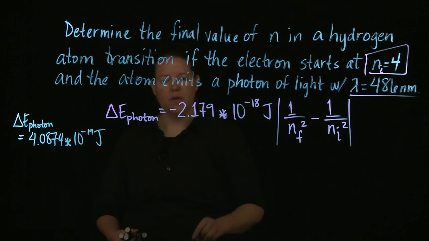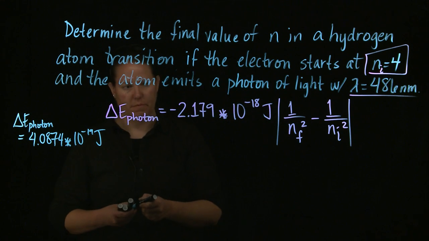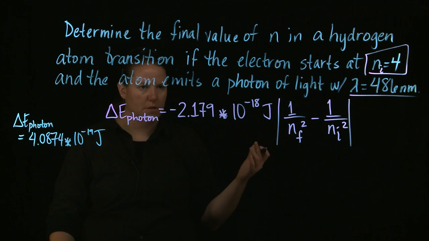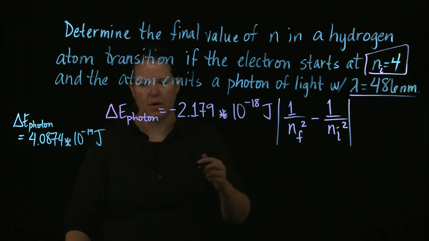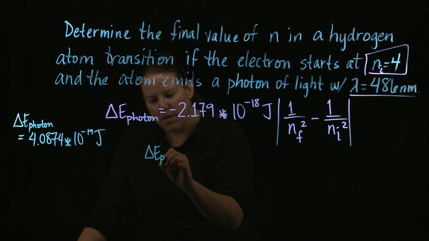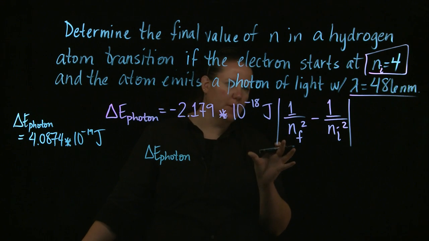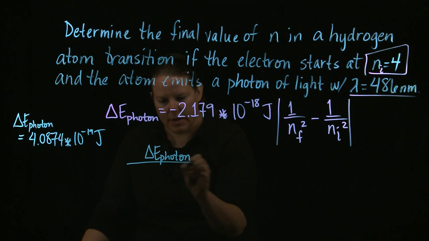There it is. Okay, so now I need to solve this equation for NF. Fantastic. I'm going to do that right now. Notice that the absolute value signs are important, but they're really to reiterate that you have to have a positive number here. So to get this expression by itself to begin with, I need to get rid of this. I would divide both sides by that to get rid of it.